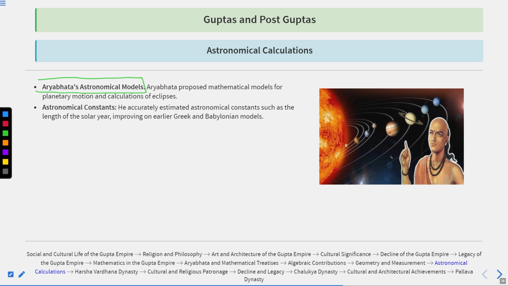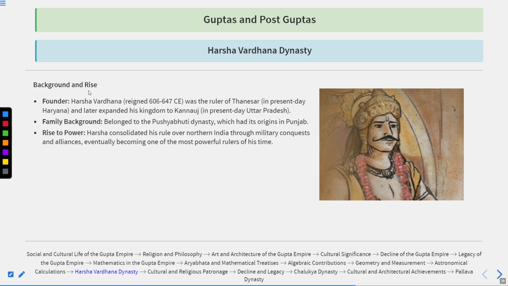If we talk about astronomical models, Aryabhatta proposed mathematical models for planetary motion and the calculation of eclipses. Astronomical constants: he accurately estimated astronomical constants such as the length of the solar year, improving on earlier Greek and Babylonian models.